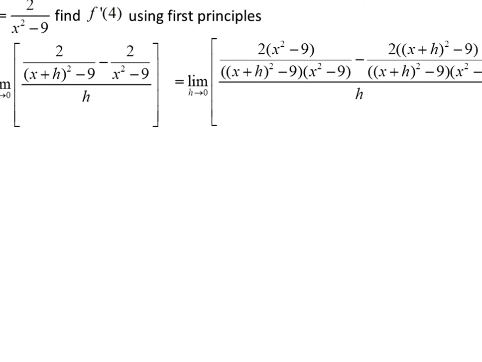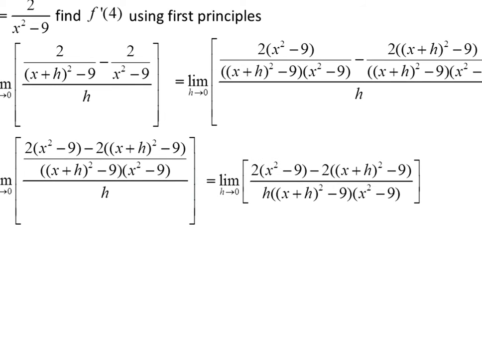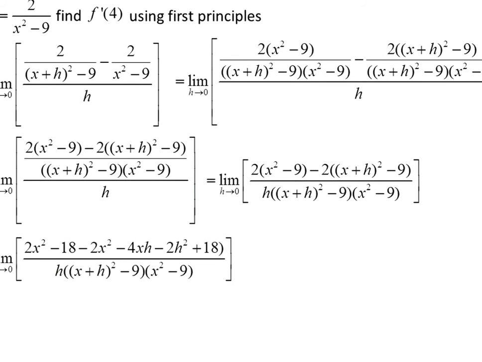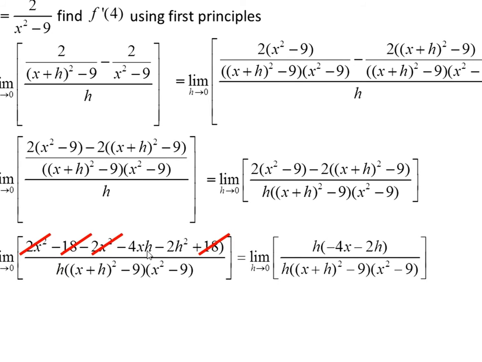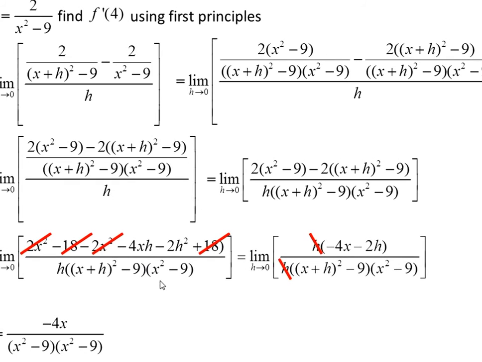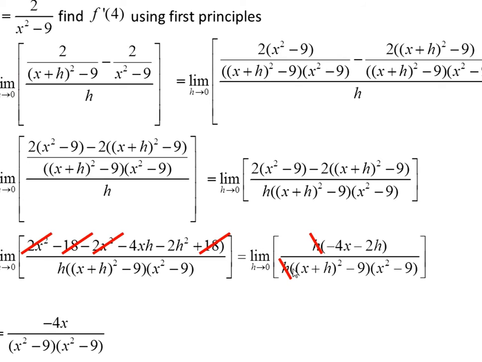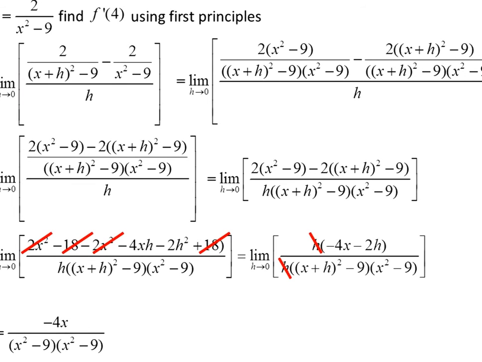Again, we substitute the equation into the original formula, place it over a common denominator for the top line, collect it into a single fraction, collect the two denominators into a single denominator, expand the brackets on the top line, cancel out the common terms, so plus 2x squared minus 2x squared and minus 18 plus 18. Bring h as a common factor for the remaining terms, cancel that out top and bottom line. We then end up with a situation where we can just substitute in h equals 0 without getting a division by 0 situation. So we end up with a final slope function.